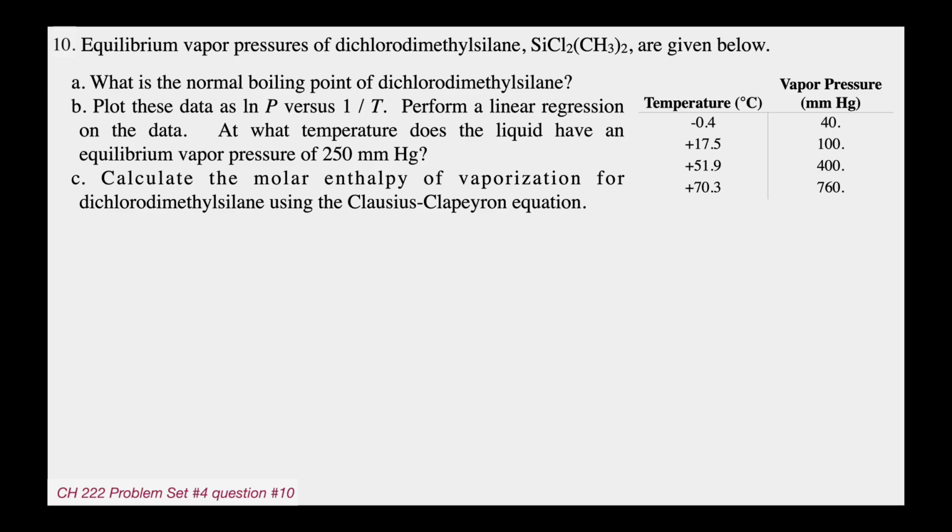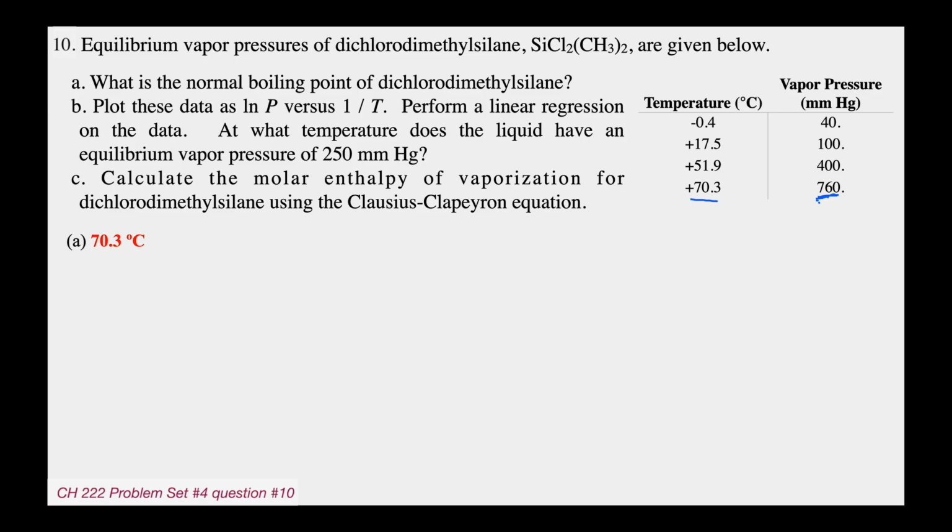And if you look at those vapor pressure values, 1 atmosphere is 760 millimeters of mercury. So if the vapor pressure is 760 at this temperature, that means the compound is boiling. So 70.3 is the normal boiling point. That's where the vapor pressure equals the atmospheric pressure. The normal boiling point means 1 atmosphere, 760 millimeters of mercury. Boiling point, 70.3.